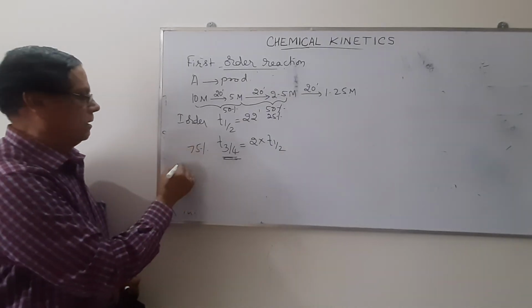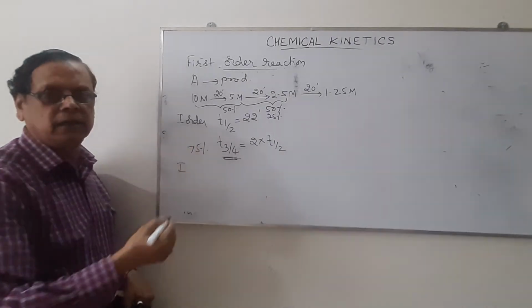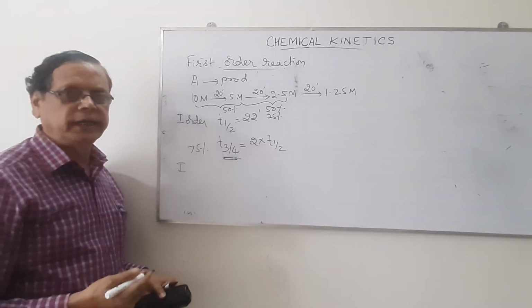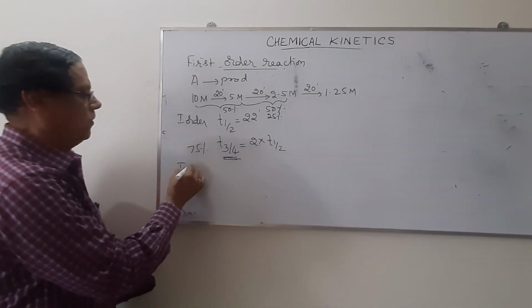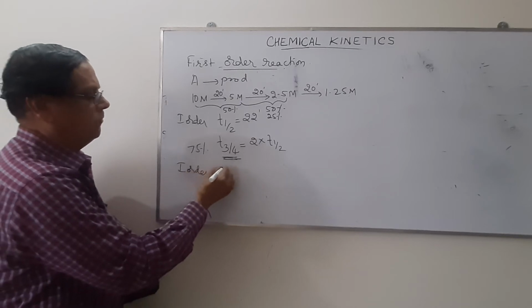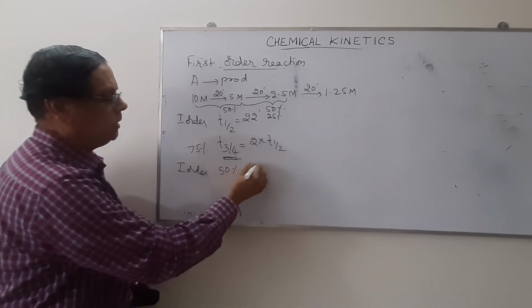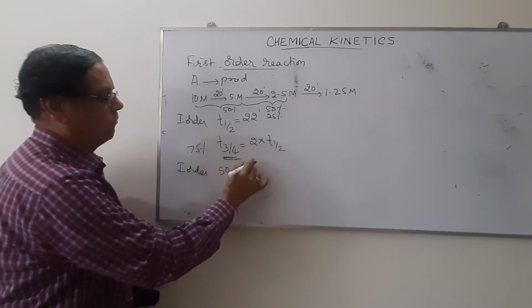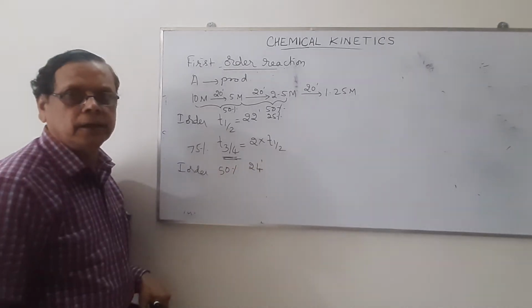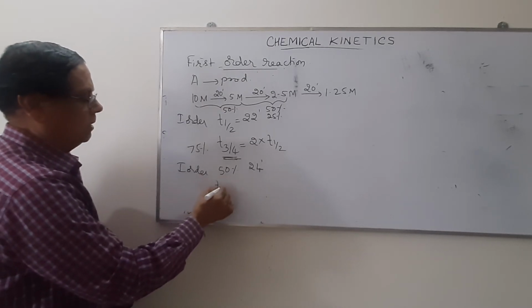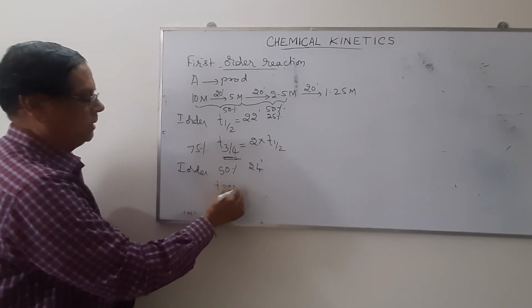Suppose you take a first order reaction like hydrolysis of methyl acetate, the inversion of cane sugar, etc. Assume that for such a reaction, the time for 50% conversion is 24 minutes. What will be the time required for 87.5%?